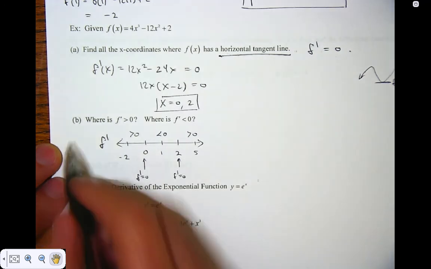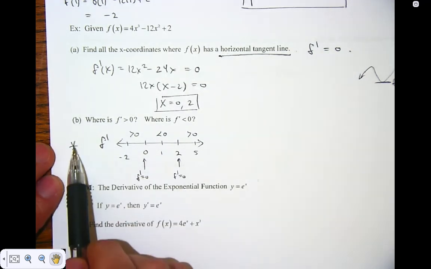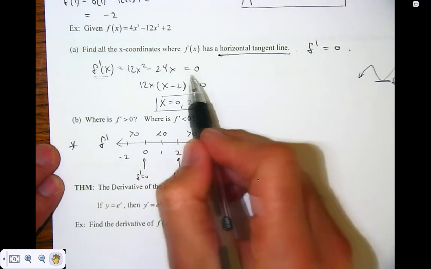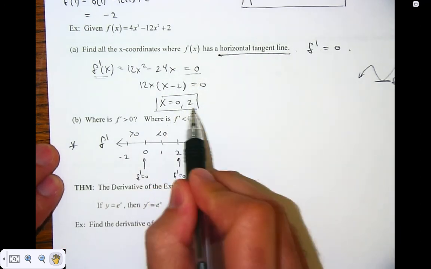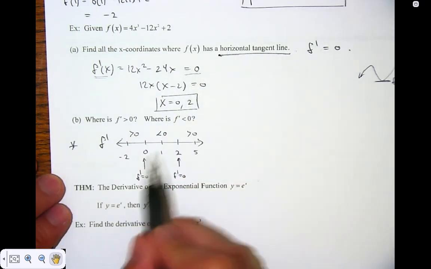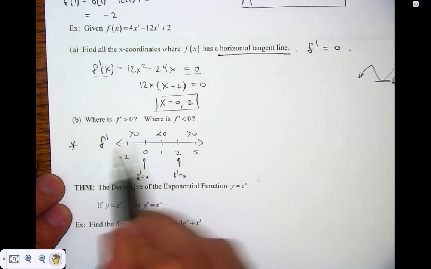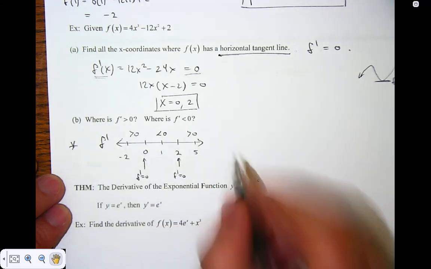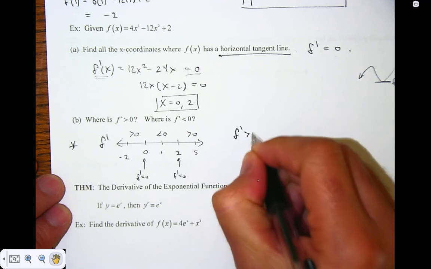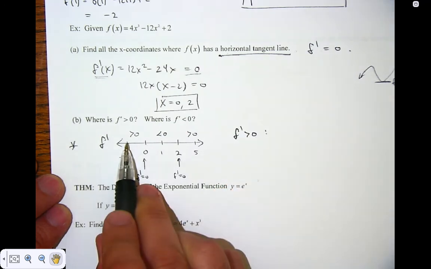And so this is very common. You're going to start the process by finding where f prime is equal to 0. That gives you your critical numbers that we'll define later. And then you can analyze your intervals around it and say f prime is positive, right? Where? Here and here.